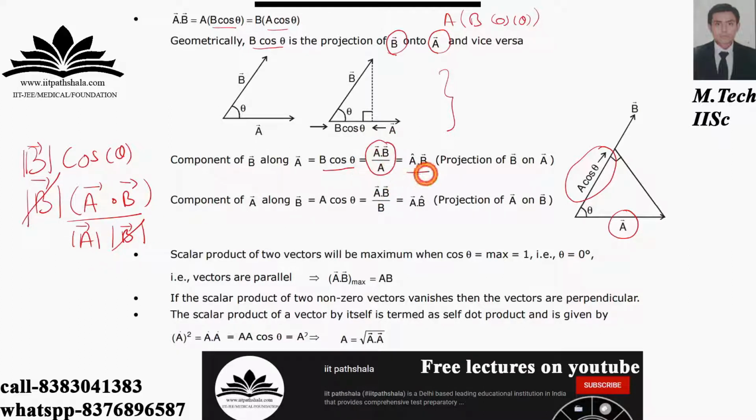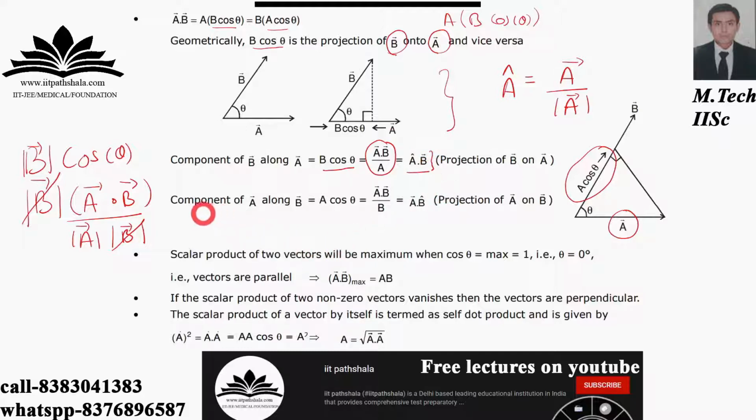Fine. So that's the component of B along A. Now you know that A cap, the unit vector, is nothing but the vector itself upon its magnitude. So I can write it as A cap, the unit vector of A vector, dot producted with B vector over here.